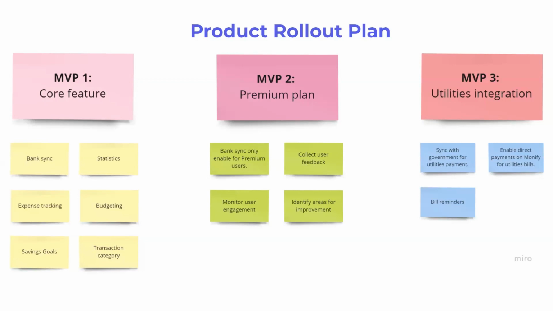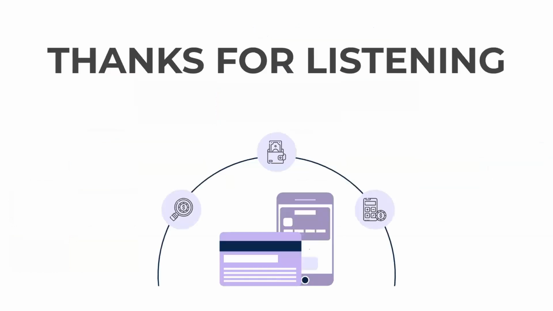MVP3 will be the utility integration. My ideal plan is that Modify can sync up with the government for utility payments and enable users to pay utility bills directly on Modify. And we will also develop a bill reminder feature. Yeah, so that's pretty much about my presentation.